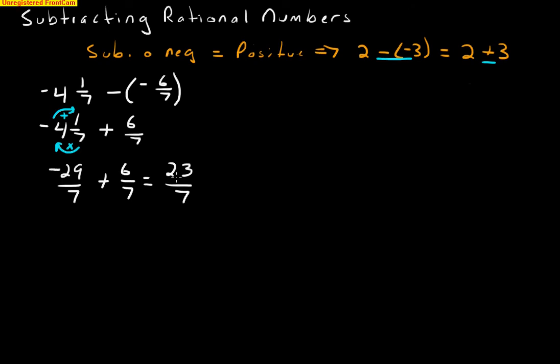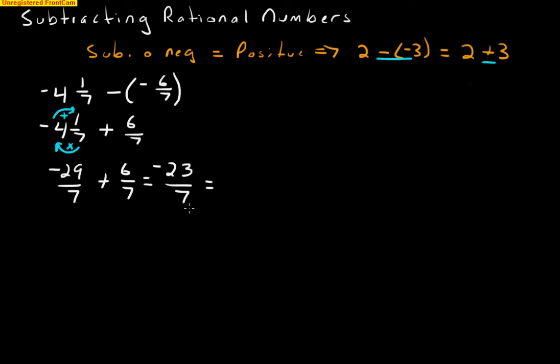And here we have to decide if that 23 is positive or negative, so we go with the bigger number. We look at a 6 here and a 29 here. The 29 is bigger, so we keep its sign, and its sign is negative. So we're at negative 23/7. So now we have an improper fraction, and remember, if your answer is an improper fraction, you need to put that back into a mixed number format.